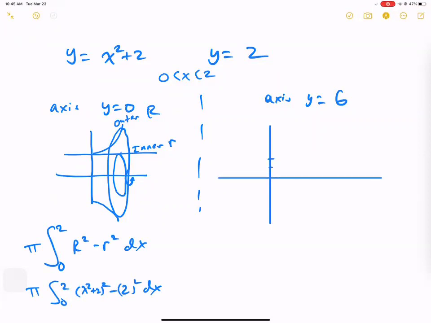We have a parabola going up. This is where the parabola intersects. Okay. We said we're going to have a boundary right here. In this case, this is 2.